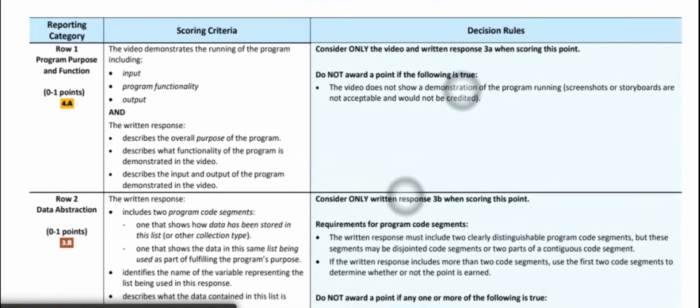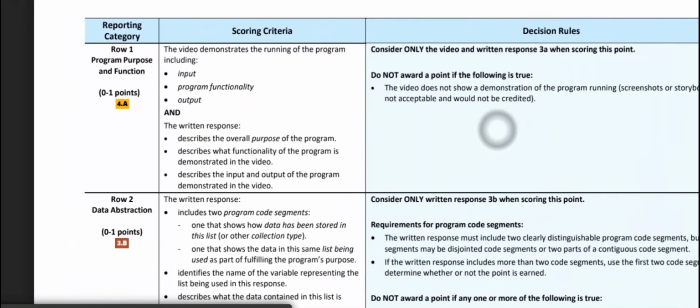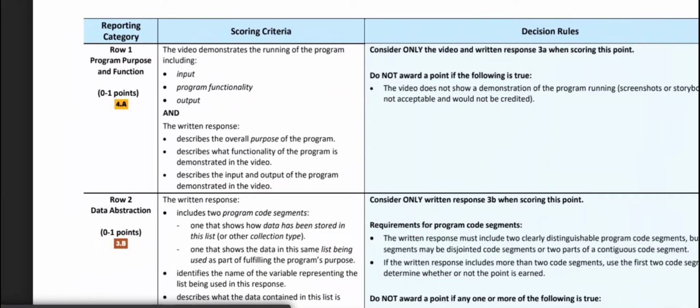With our first one, scoring criteria for row one. There's 6 rows, 1 point per each row. So row one, what do we have to do? We have to have a video that demonstrates the running of the program. In that video, there has to be an input, meaning there has to be something that the user clicks or types in; the user has to engage with it. There's program functionality, meaning you can see the app does something in the video, and there's an output. If I click and something changes colors, that would be an output. So there should be an input and output.